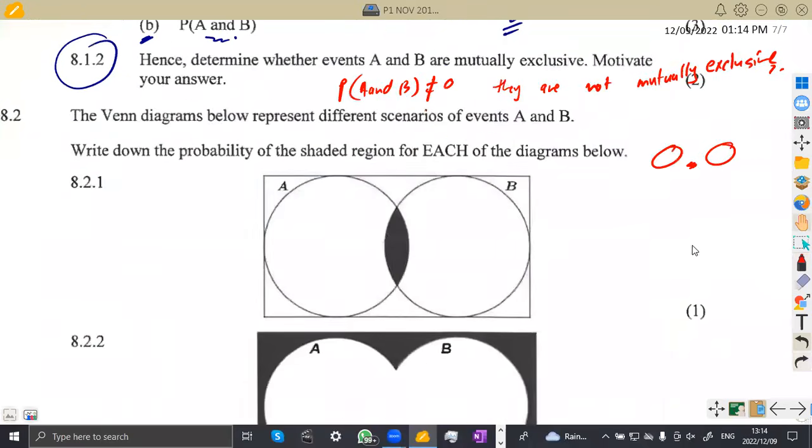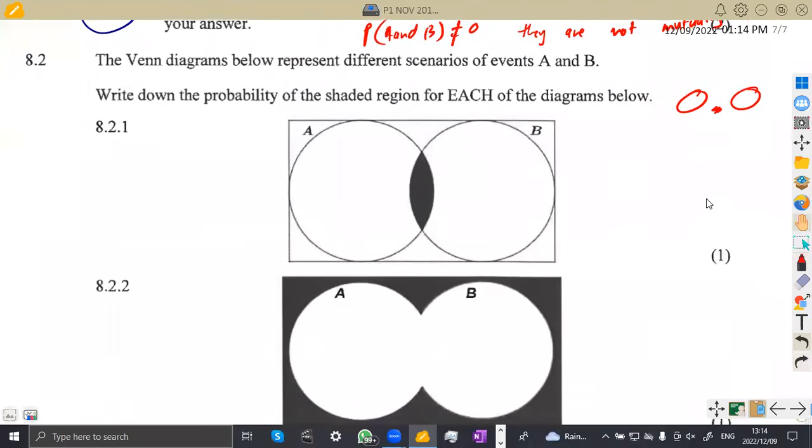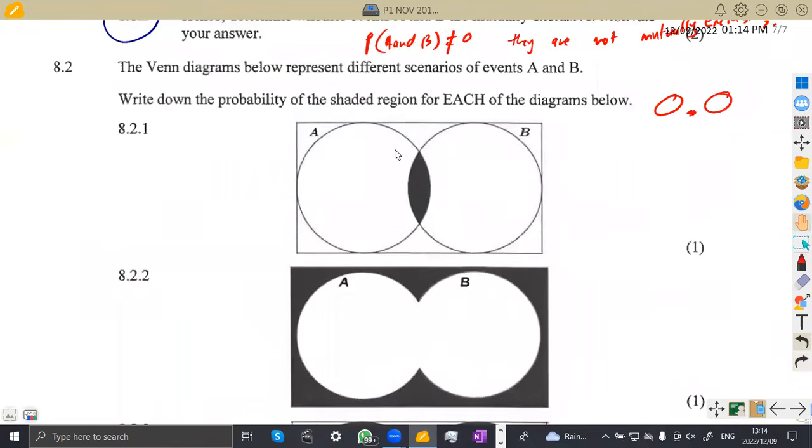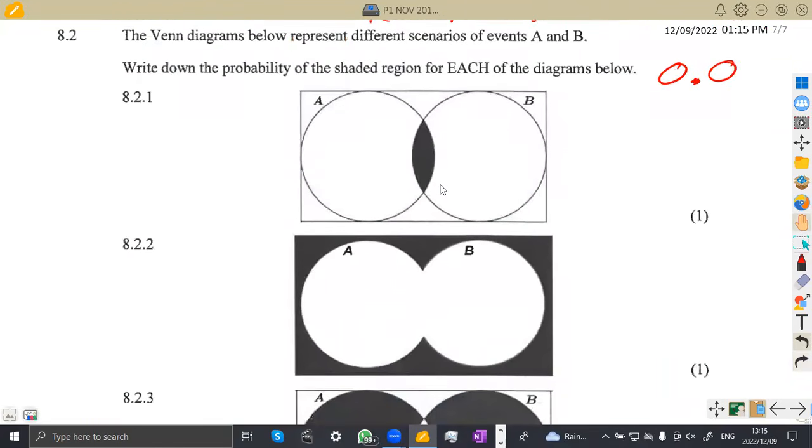All right. So now on 8.2, we are given the Venn diagrams below representing different scenarios, events A and B. Write down the probability of the shaded region for each of the diagrams below. All right, so we need the probability of each. When you see this shaded part, where A and B overlap like this, it is the intersection of A and B. So it's the probability of A and B. You can write A intersection B if you want.